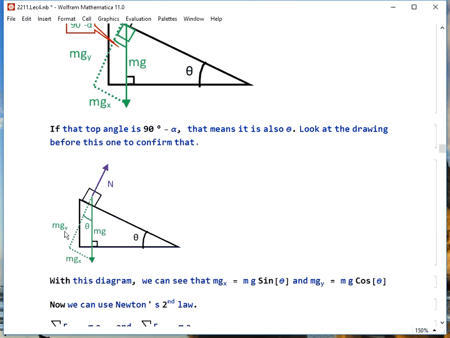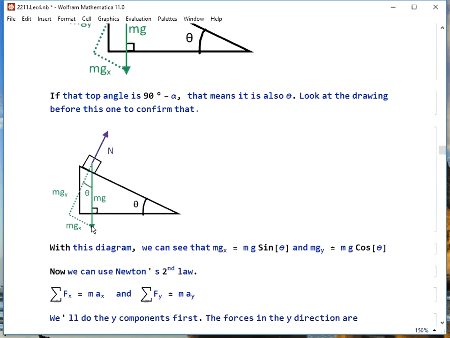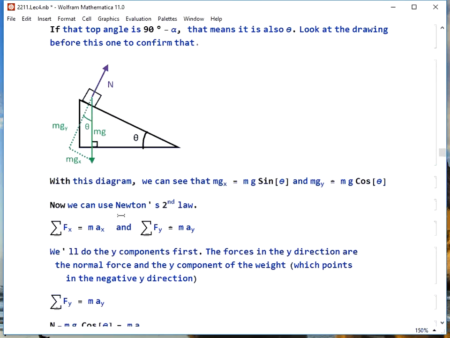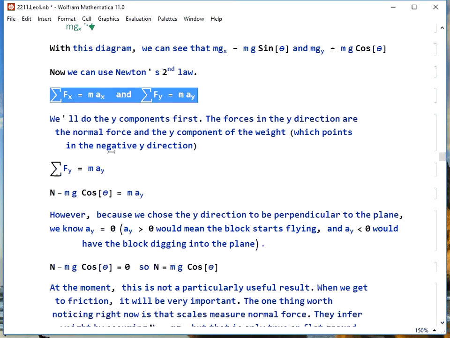And what that means is we can now find the x and y components pretty easily. mg times the sine of theta will be the opposite side. That's mg, x component. And mg times the cosine of theta will be the adjacent side, which is the y component of mg. This means we can go back to Newton's second law, where the sum of the forces in the x direction is max, and the sum of the forces in the y direction is may. And we do the y component first.